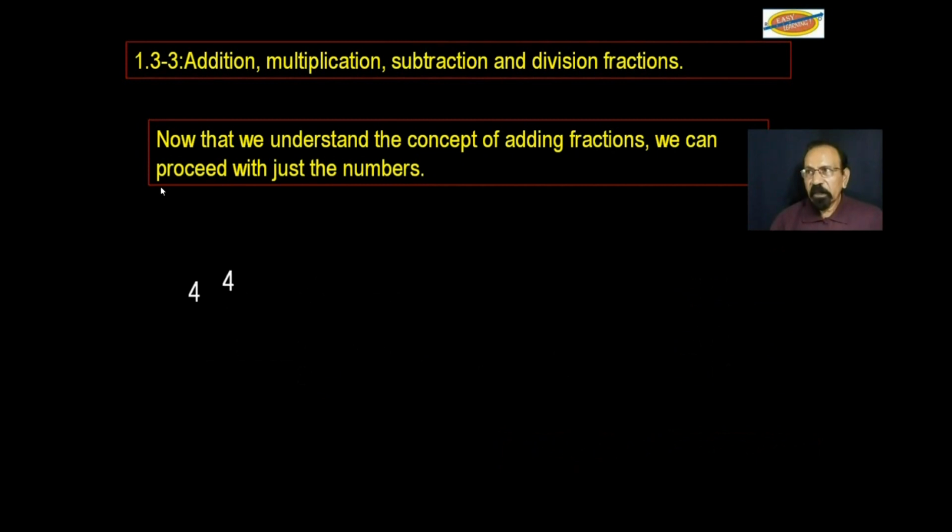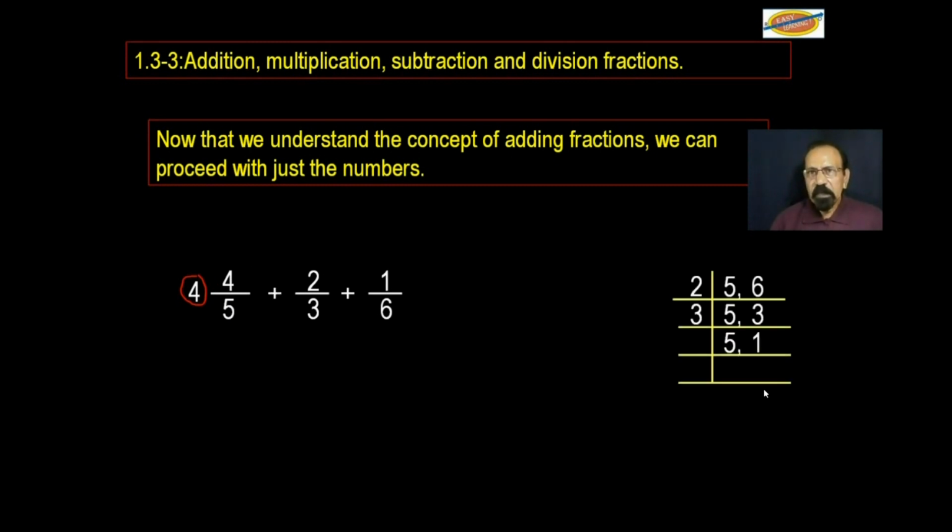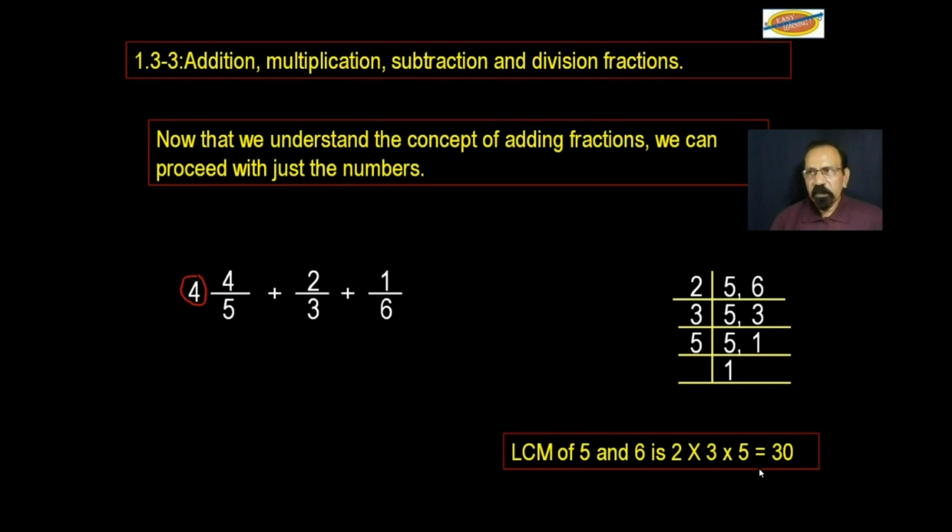Let's look at another example. This time we are dealing with mixed numbers. 4 and 4/5 plus 2/3 plus 1/6. This is basically the same question we did just now, except now we have a 4 here. And we could have had a 1 here and so on. So the LCM we found out was 30. Draw a line like that.